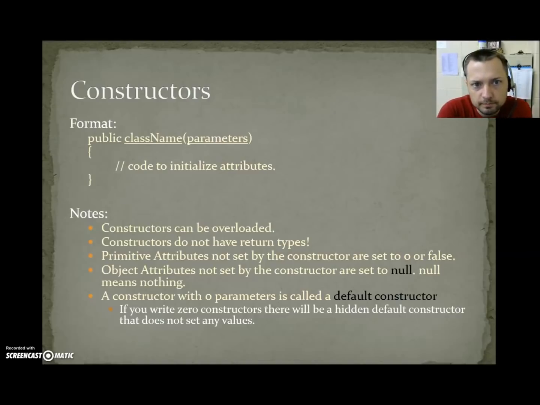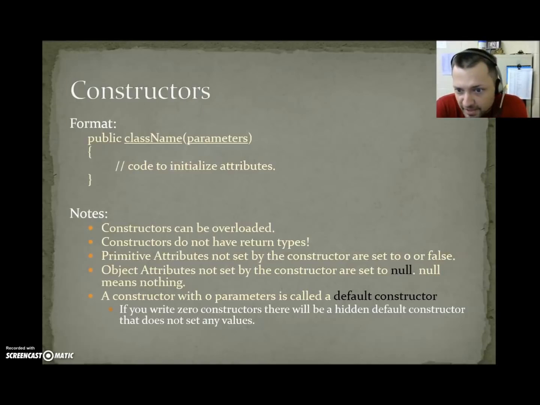Constructors. The format for a constructor is public, class name, parenthesis, parameters, parenthesis, curly braces, and then code to initialize the attributes. Some things you should know about constructors. Constructors can be overloaded, so you can have multiple constructors. Constructors do not have return types. If you look there, it says public class name, then it goes directly into parameters. It's not public void. If you write public void, you have not written a constructor, you have written a method.